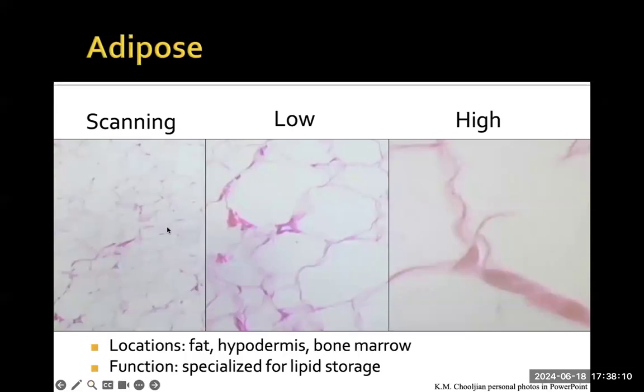Next one is adipose. Some people will say this looks like chicken wire because you can just see the outside ring of the chicken wire here. And if you were to get a really good view and focus on the nucleus, you would be able to see this is a nucleus here and here, and this is going to be fat cells. So you would see adipose in fat, in the hypodermis, which is a deep layer of the epithelia, and also in bone marrow. But the function here is going to be for lipid storage and insulation.